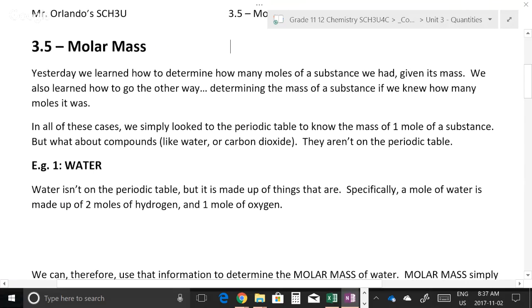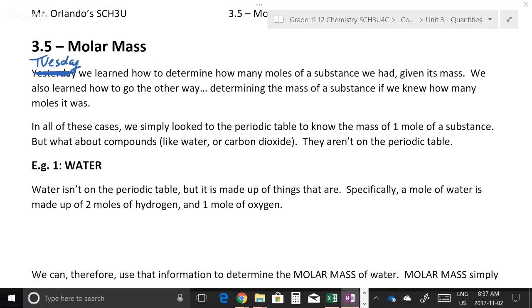I said yesterday, but that's because I originally wrote this note when it was going to be the day after; we could say 2 days ago, Tuesday. We learned how many moles of a substance we had given its mass, right? So we learned that the reason we pick that really obscure random number, 6.02 times 10 to the 23rd of an atom, is because it just so happens that when you have 1 mole of atoms, how much does it weigh?